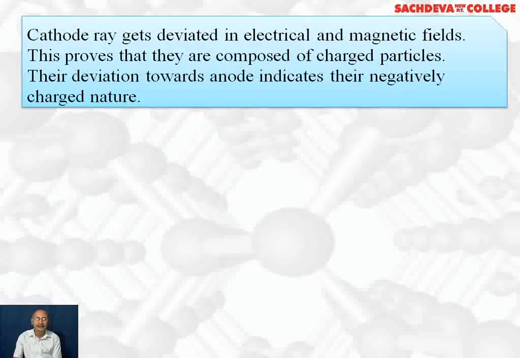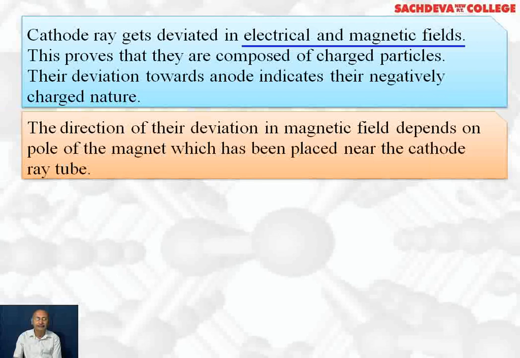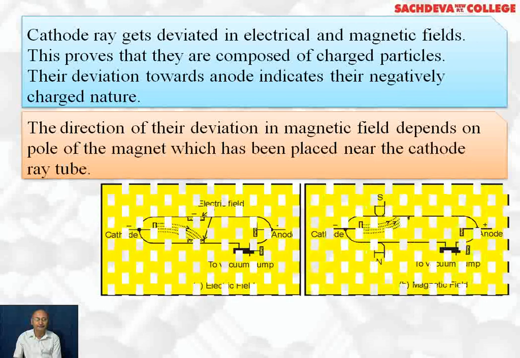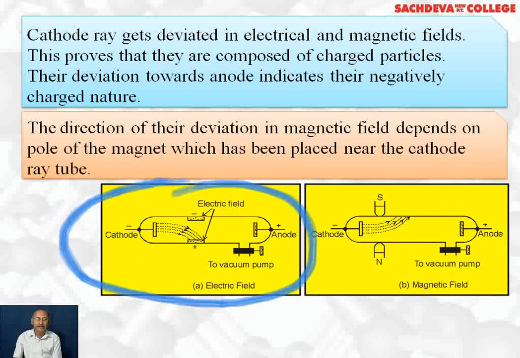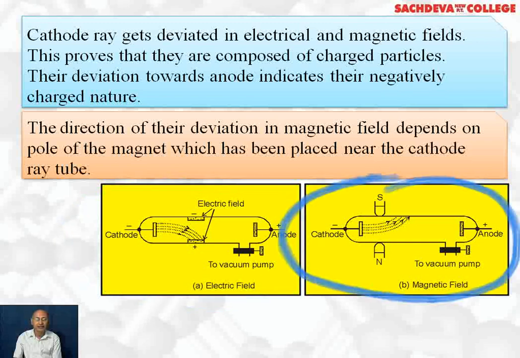Cathode rays get deviated in electric and magnetic fields. This proves that they are composed of charged particles, and their deviation towards the anode indicates that they consist of negatively charged particles. The direction of their deviation in a magnetic field depends upon the pole of the magnet which has been placed near the cathode ray tube. The first diagram shows the deviation of cathode rays towards the positive plate in an electric field. And in the second experiment, we are showing the deviation of cathode rays towards the south pole in a magnetic field.